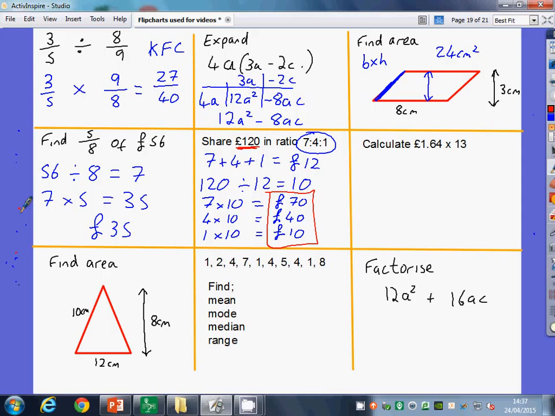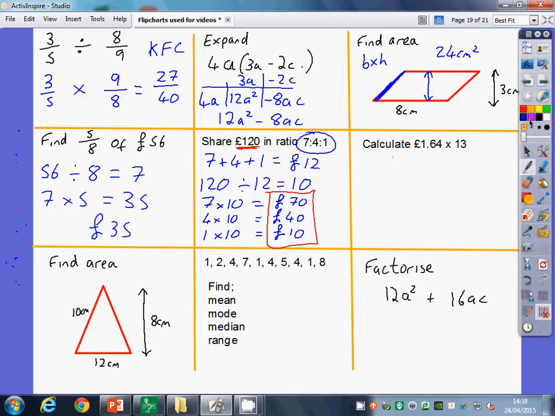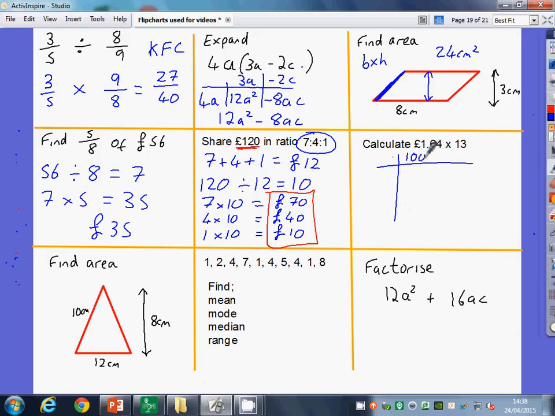Question 6. Again, very similar to a question that was on a paper not that long ago. Good habits. First thing we're going to do is draw my grid, and we're going to do 120, 64 pence. And that's being multiplied by 13.